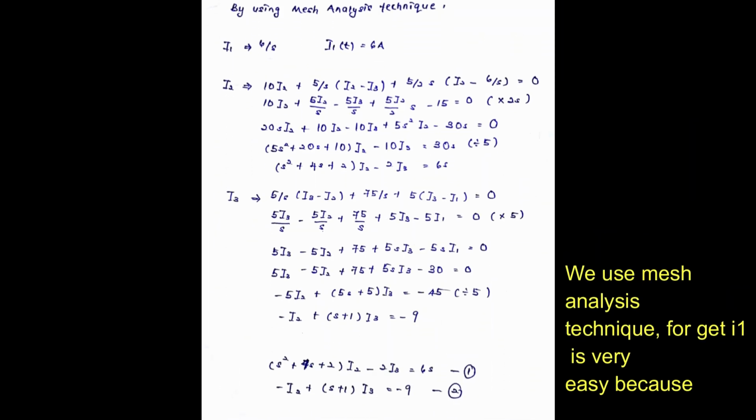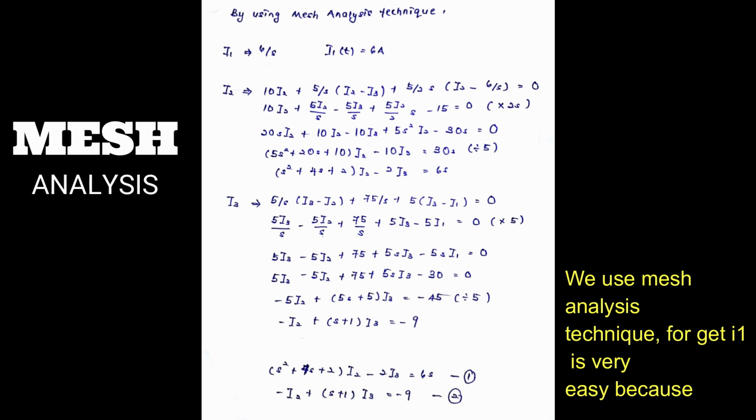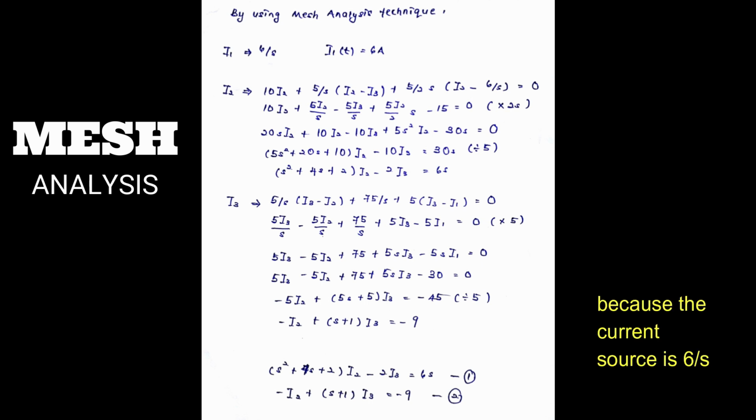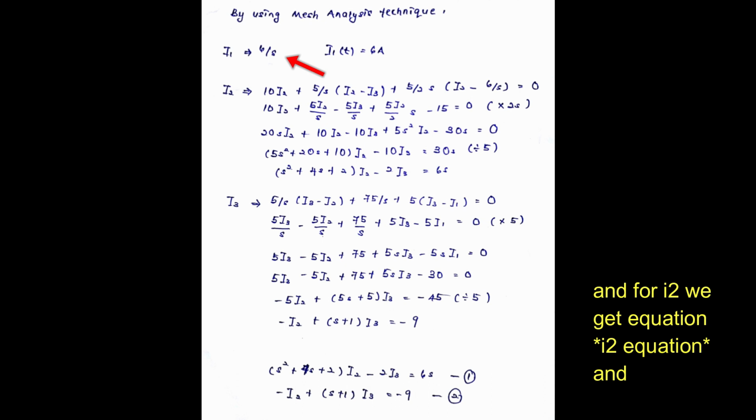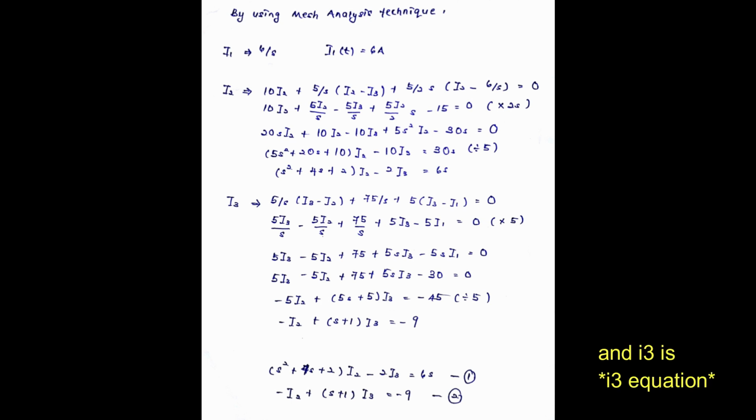So we use the mesh analysis technique. For I1, it's very easy because the current source is 6 over S. For I2, it is S squared plus 4S plus 2 times I2 minus 2 times I3 equal to 6S. And I3 is negative I2 plus S plus 1 times I3 equal to negative 9.